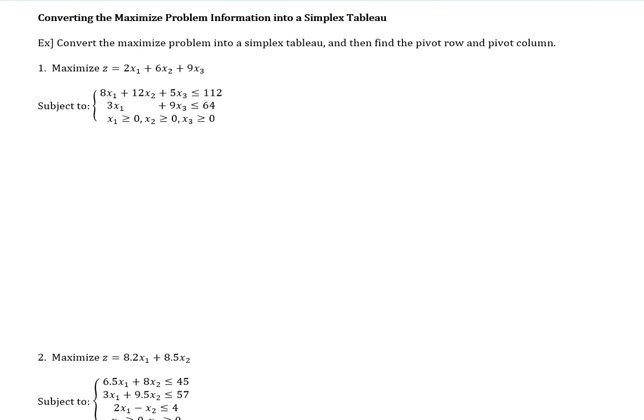In these problems, it says to convert the maximize problem into a simplex tableau, and then find the pivot row and pivot column. So we'll find those two as well. Those are our first couple steps in this scenario.